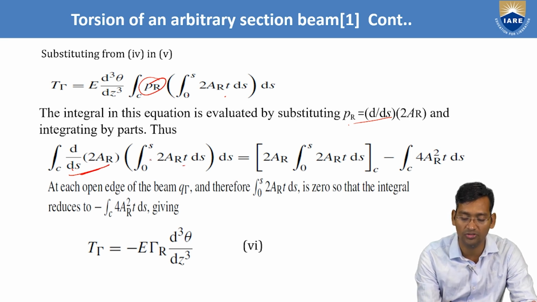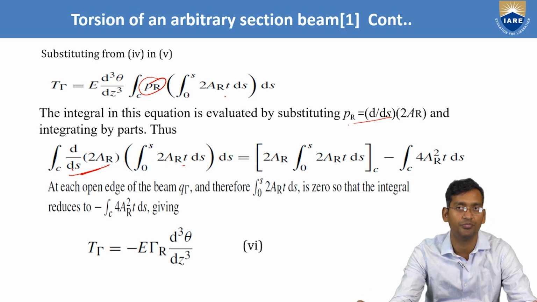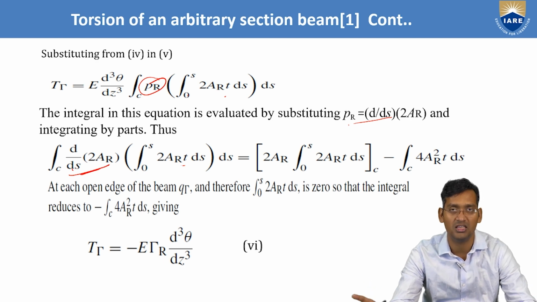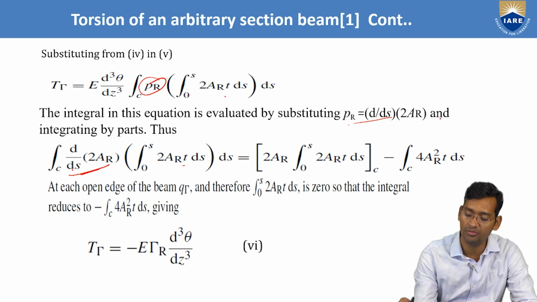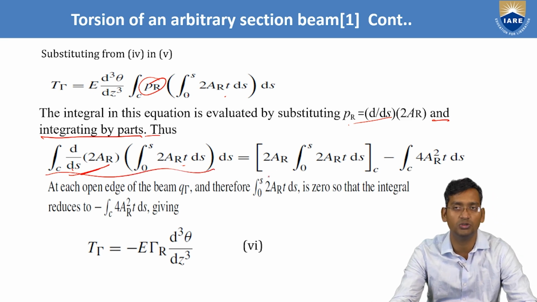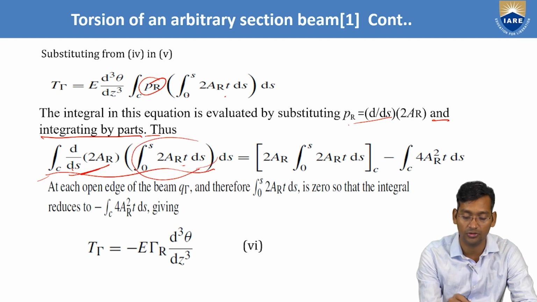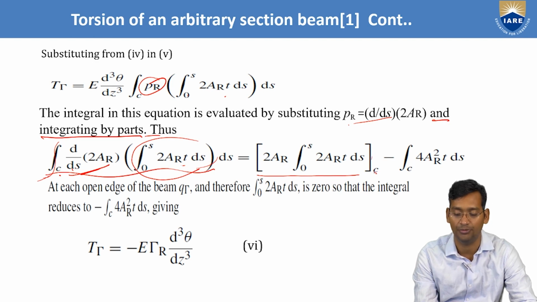Now just see here, Ar is there, and Ar t ds is there. These are in product form, right? So for integration we apply integration by parts. Use that concept. After integrating this, what will we get? Since there is an integral of an integral, first we integrate the inner integral only, then next we integrate this one. After integrating, what we got: 2Ar, the integral with limit c, minus the integral of the second term, minus 4A square r t ds.